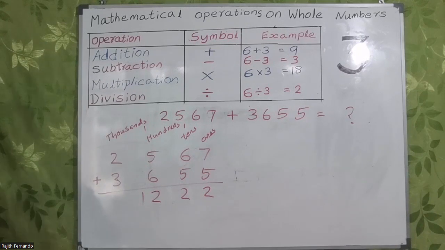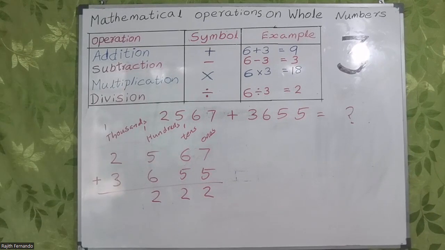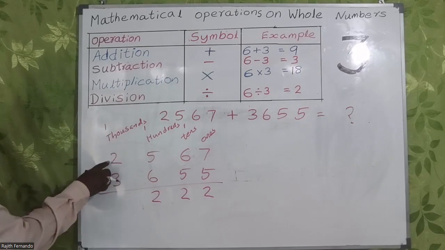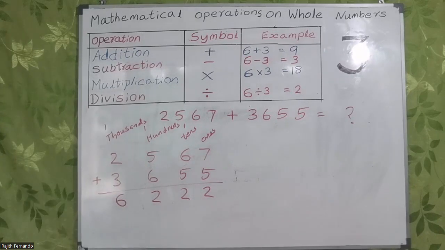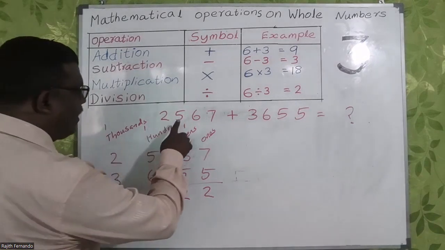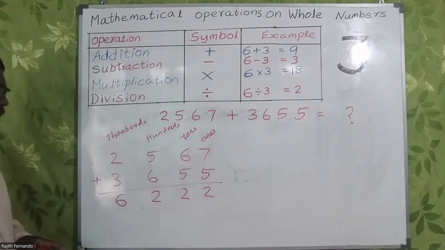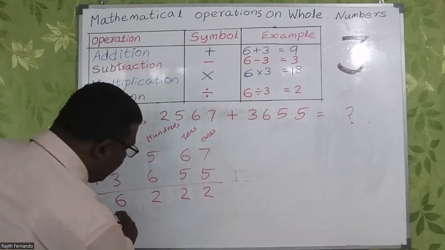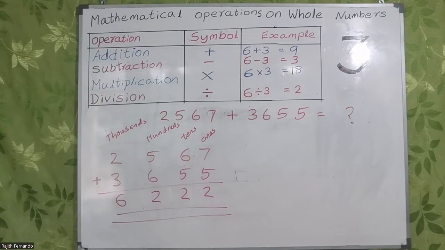And you can't put this one here, you have to put this one in the top of the number. Then you have to write the 1 plus 2 is 3, 3 plus 3 is 6. Then you got the answer 6,222. And finally, you can name these numbers.